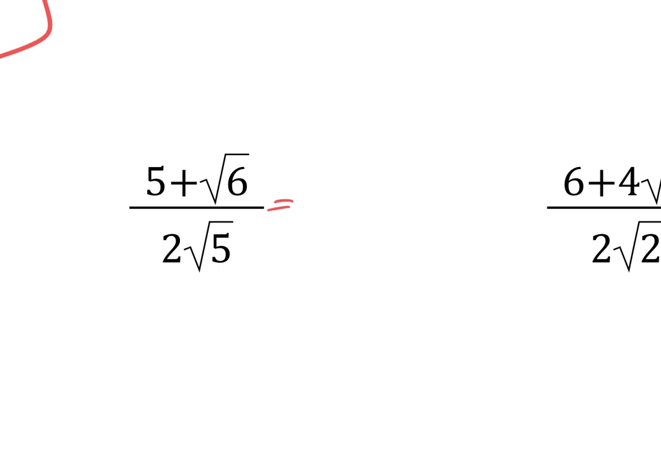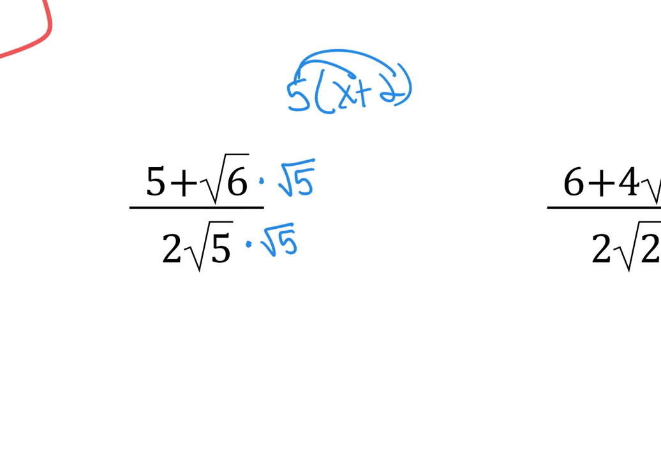Again, we want to get rid of the square root of 5, so we are just going to multiply the top and the bottom by the square root of 5. Again, we have to do everything on the top and the bottom at the same time. Okay, and this is just like if you had a problem where you were multiplying like 5 times x plus 2. We have to use that distributive property. In this case, since there's 2 terms in that numerator, we have to multiply both terms by the square root of 5. So what we're going to end up with is 5 times the square root of 5.